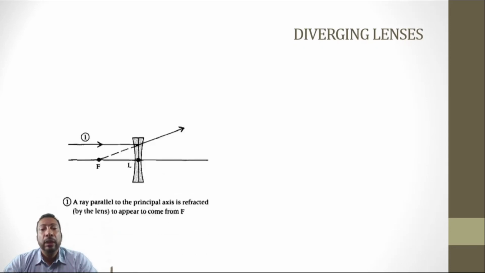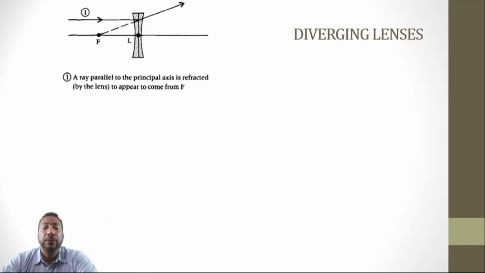Today's lesson is on drawing ray diagrams for diverging lenses. So let's begin by looking at how we draw the rays for a diverging lens. Any ray that comes in parallel to the diverging lens does not get refracted downward because of its shape. It gets refracted upward, but not just any way upward.